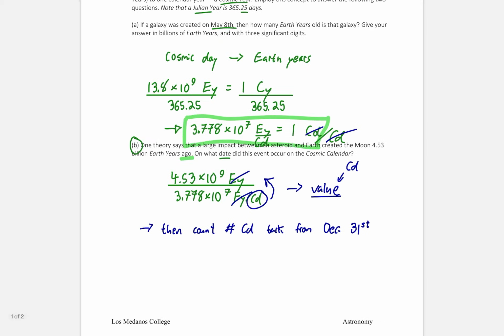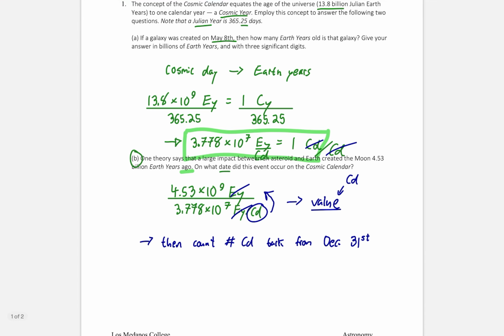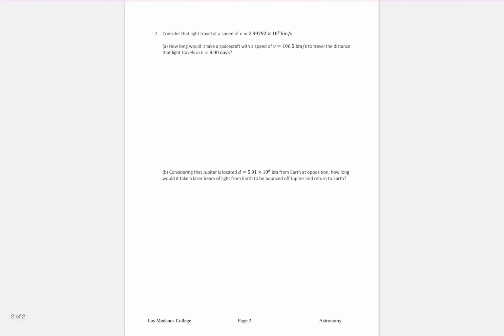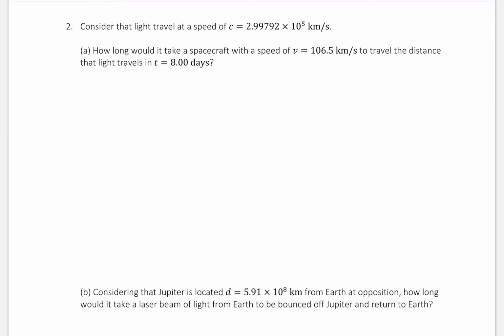All right, so that's it for our conversion on the cosmic calendar, or rather converting Earth's calendar to the cosmic calendar. Cosmic calendar, not a real thing, right? But just a convenient way of conceptualizing the huge amount of time that has elapsed since the Big Bang. All right, so on to number 2.